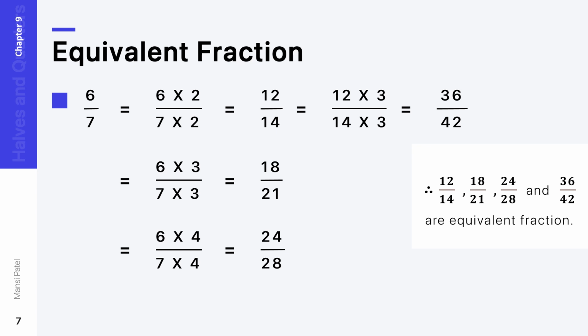So we can say that 12 upon 14, 18 upon 21, 24 upon 28 and 36 upon 42 are the equivalent fractions of 6 upon 7. When you have to find the equivalent fraction and the number is small, at that time you do the multiplication. But what if the number is bigger and you have to find the equivalent fraction? So let us see.